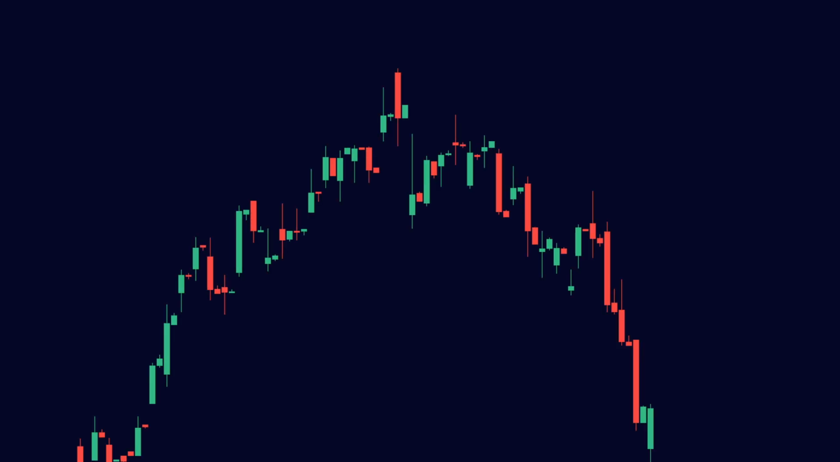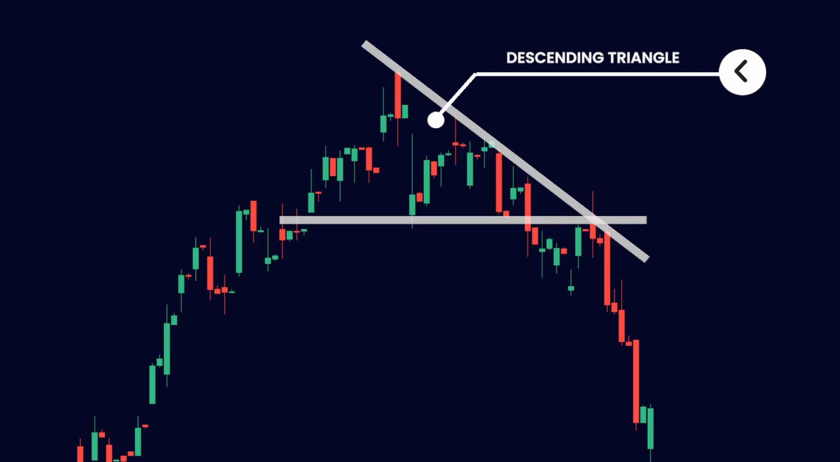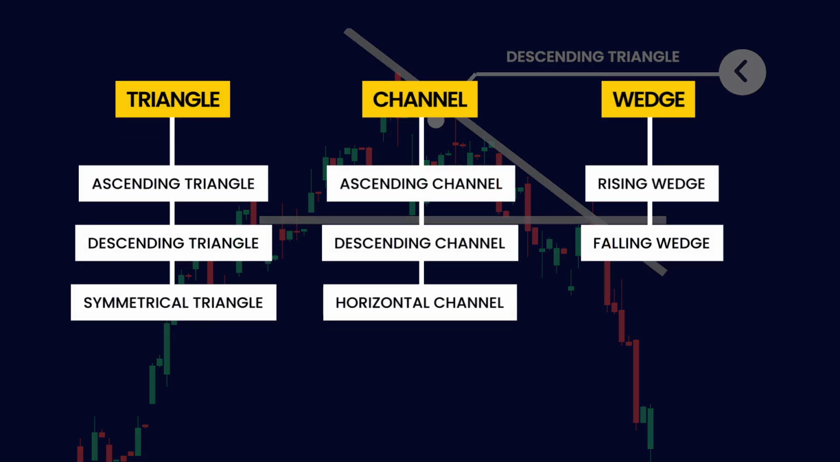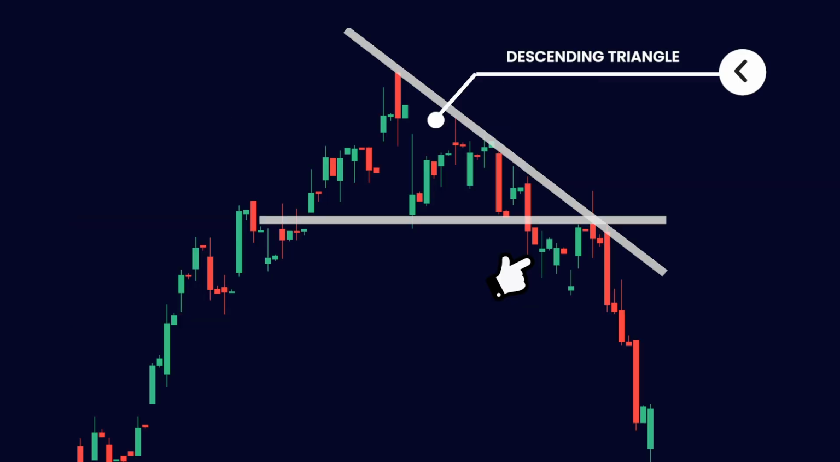We're using Coinbase stock as an example. You can see the price was moving up before a descending triangle pattern formed. It could have been any reversal pattern from our list, but in this case, it was a descending triangle. When the price broke below the pattern, it signaled a possible reversal from an uptrend to a downtrend. That's when you could look for short trades.